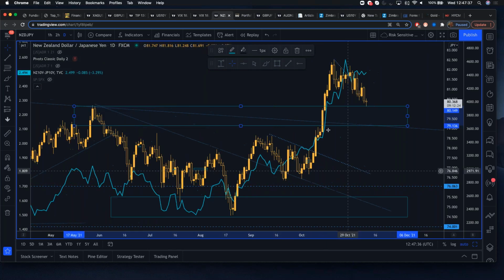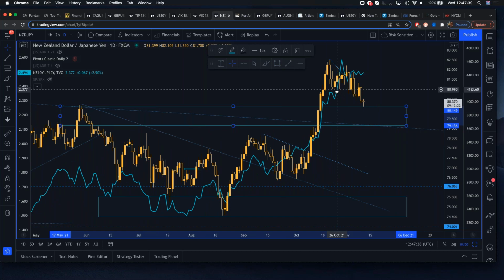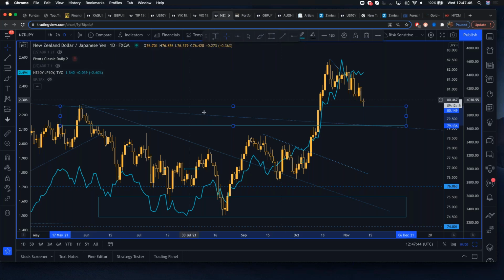There's an interest rate differential here between the RBNZ and the Bank of Japan. The Reserve Bank of New Zealand are expected to raise interest rates 4 times next year. Westpac, I think it was Westpac, had them raising interest rates to 3% by 2023. ANZ had them raising interest rates 4 times, or up to 2% next year. So in other words, everyone's expecting the RBNZ to raise interest rates.